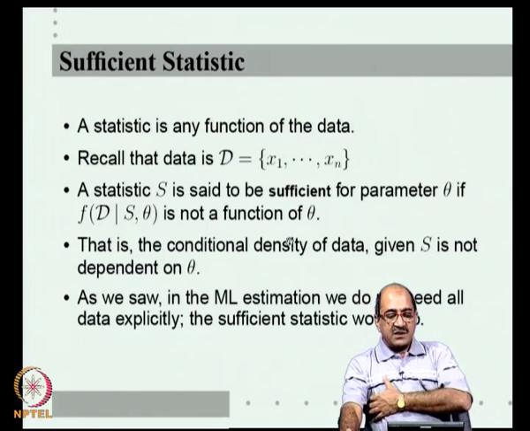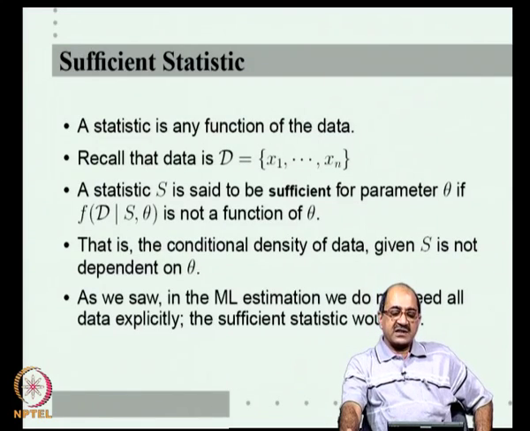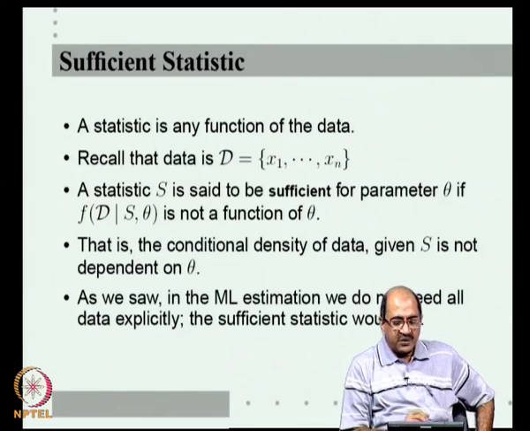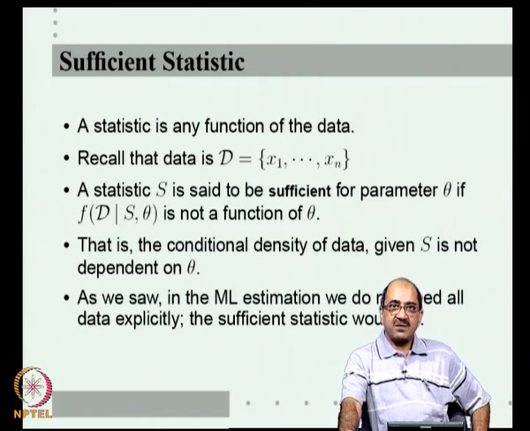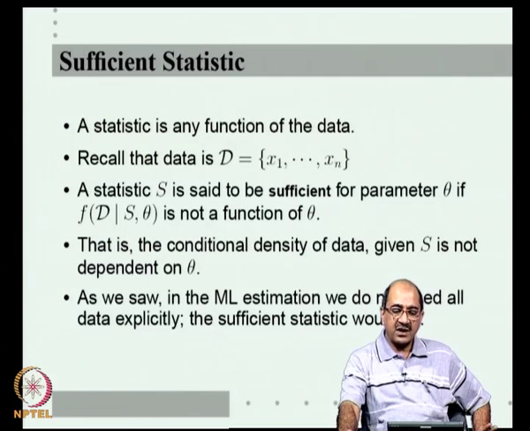As you saw in the ML estimation, we do not need all the data explicitly; the sufficient statistics would do. That is how we motivate the sufficient statistic. As you saw in the ML estimate for the exponential family, if somebody gives me these functions, summation i equal to 1 to n u x i, which are functions of the data, that is all I need to estimate the etas. So, that for example, will be a sufficient statistic for the exponential family of densities.